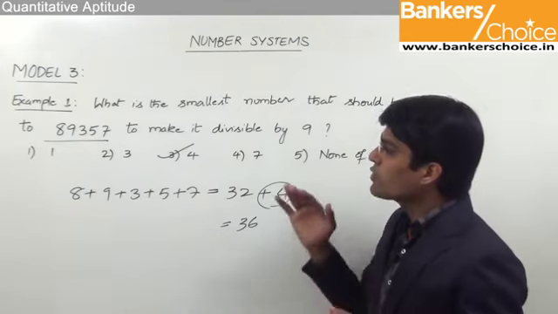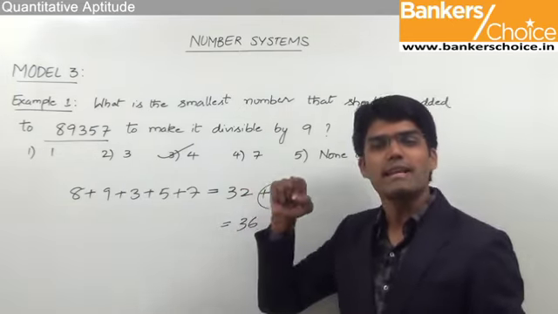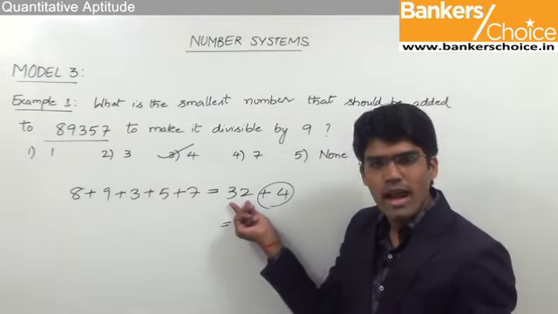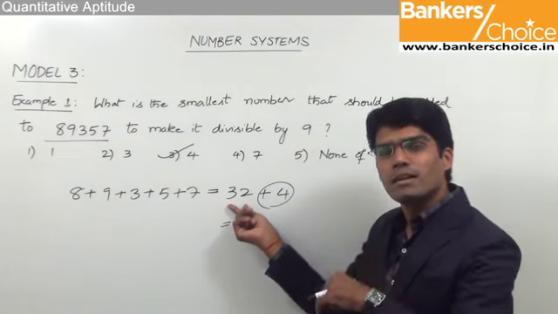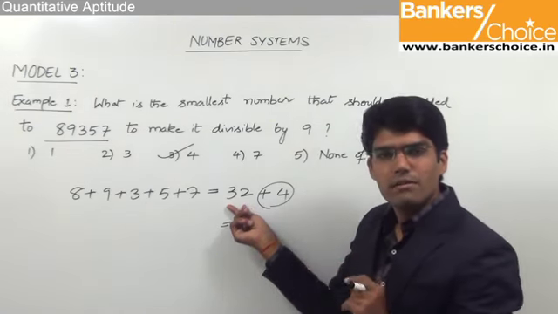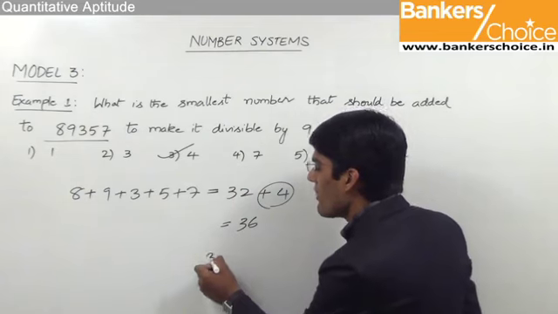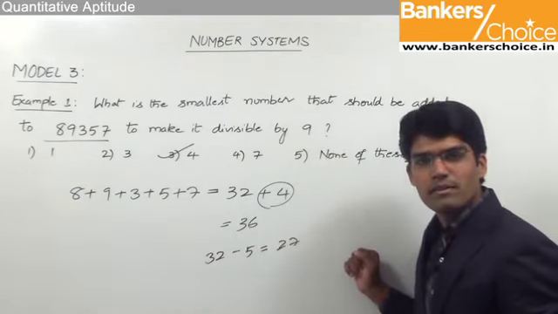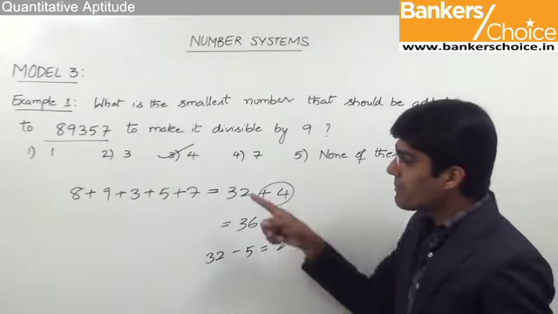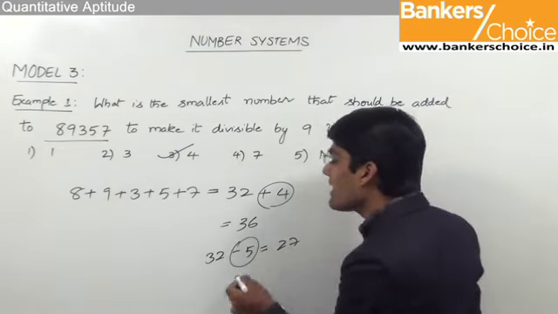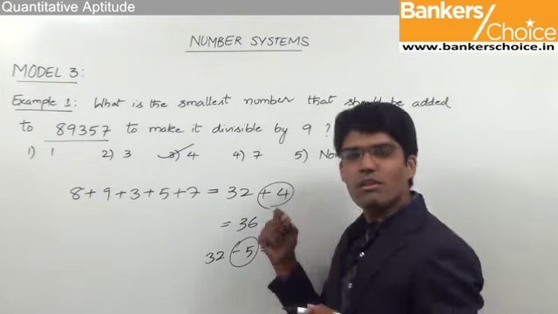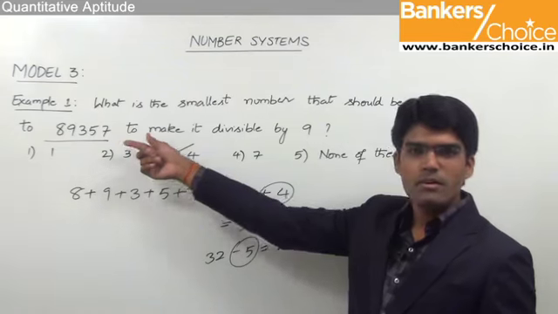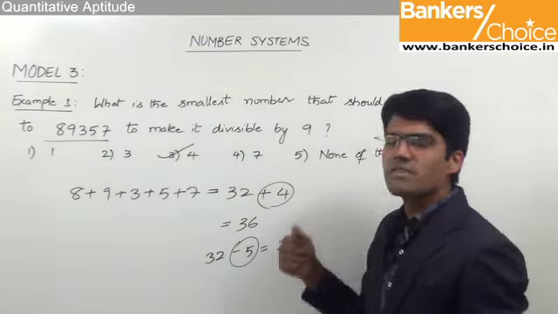Similarly, let's see what should be subtracted from this number so that it becomes divisible by 9. Now as we know that the sum of the digits is 32, and if we subtract 5 from 32, this becomes divisible by 9. Why? Because 32 minus 5 is equal to 27, and 27 is a multiple of 9. So we can say that this number becomes divisible by 9 when we subtract 5 from it. So this is how we can solve questions related to addition or subtraction of a smallest number to the given number so that it becomes divisible by 9.